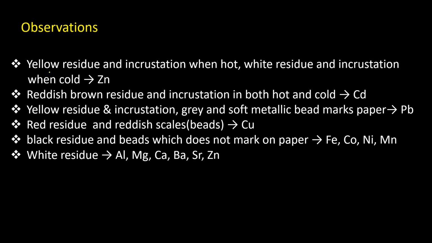So what are the observations? If you get yellow residue and incrustation when hot and white residue and incrustation when cold, that indicates zinc. Reddish brown residue and incrustation in both hot and cold, cadmium. Yellow residue and incrustation, grey and soft metallic bead that marks paper, that is lead. Then red residue and reddish scales or beads indicates copper. Then black residue and beads which do not mark on paper indicate iron, cobalt, nickel and manganese. And then white residue means aluminium, magnesium, calcium, barium, strontium and zinc.